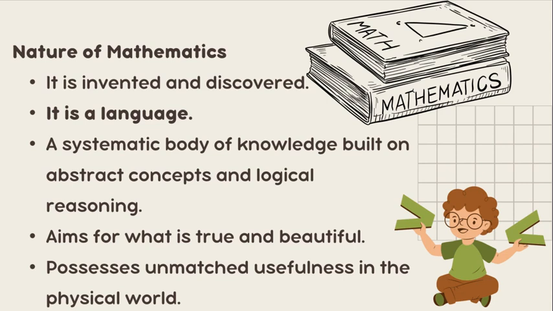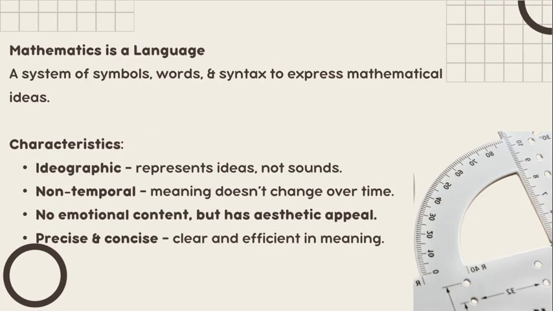So next, the nature of mathematics. So it is a language. Mathematics is a form of language. So it is a symbol, or it is a collection of symbols, words, and syntax that convey mathematical ideas. However, math language possesses characteristics that make it similar to and different from other languages. So here are the characteristics of mathematics as a language.